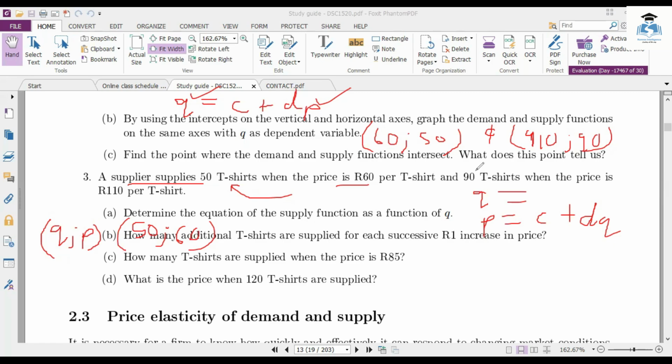Then we come here again. This will be 90 t-shirts, then the price, 110, 90. So that's how we write our coordinates. This one and this one, 110.